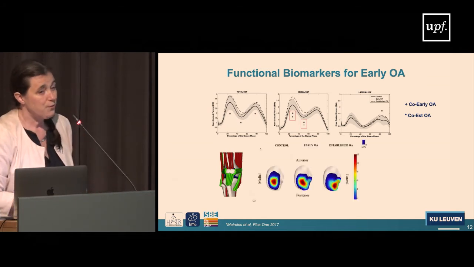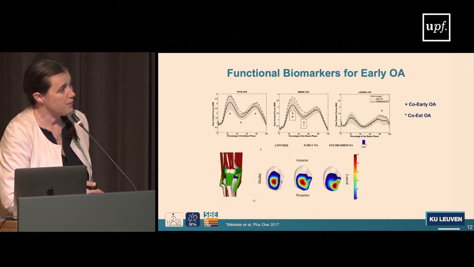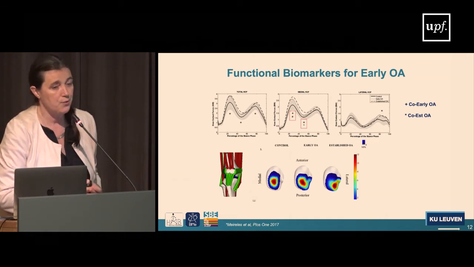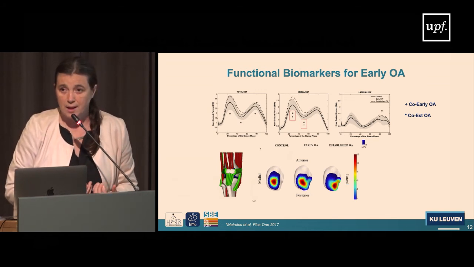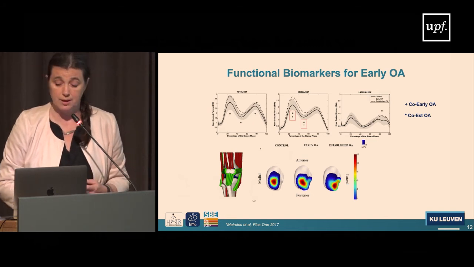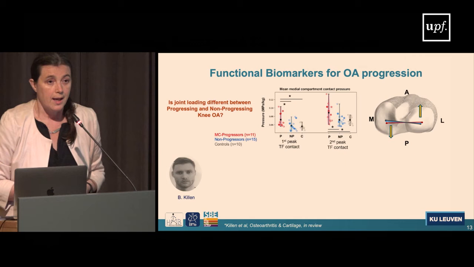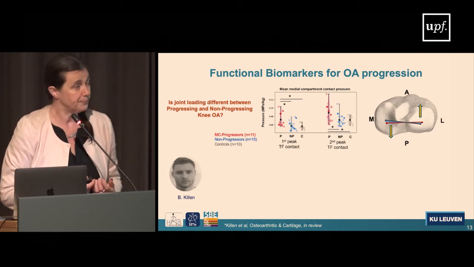But something that we found even more interesting was that it was not only the magnitude of the loading that was higher, but also we could see that there was a shift in the loading pattern. So here you see the established OA patients. These are control subjects, and there was indeed a shift of the area of loading during the stance phase of gait, therefore shifting the area of contact to places that might not be predisposed to these higher loading conditions. So this means that we now have a functional biomarker for early OA.